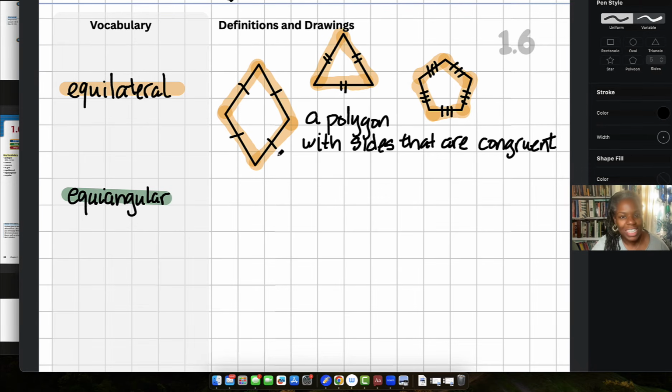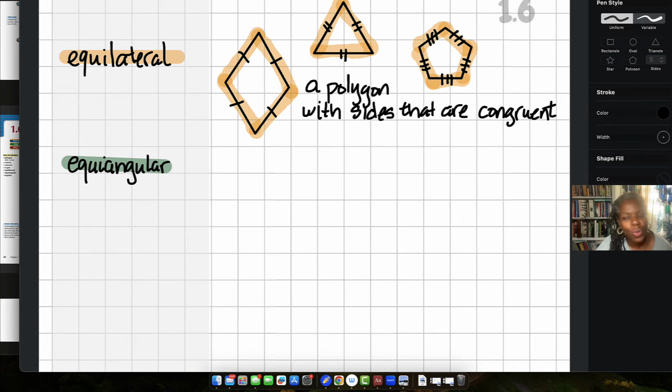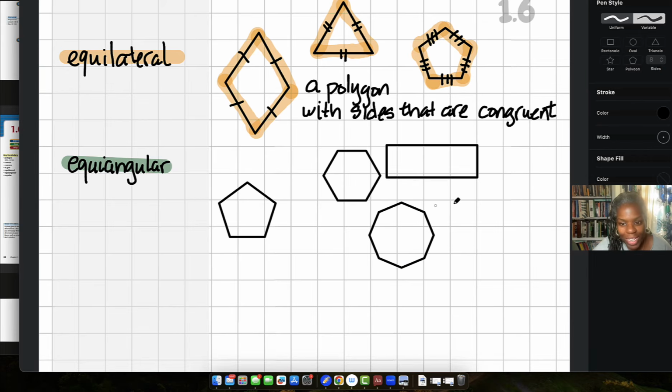The next word is equiangular, and I'm pretty sure you can guess what that means. When we talk about equiangular, we're talking about polygons where all of the angles are congruent. So by me marking these curves around these angles, I'm saying all 5 of these angles are congruent. 1, 2, 3, 4, 5. Yes.